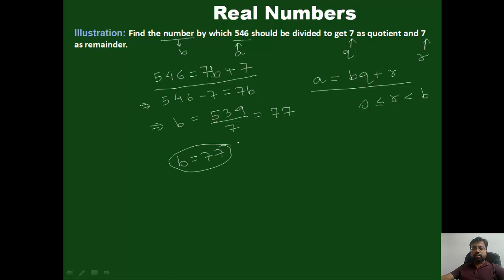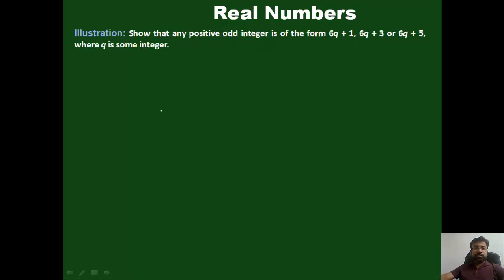So here we have used Euclid's division lemma to solve this particular problem. I hope you got it. Now, the next illustration says that we have to show that any positive odd integer is of the form 6q plus 1, 6q plus 3 or 6q plus 5, where q is some integer.